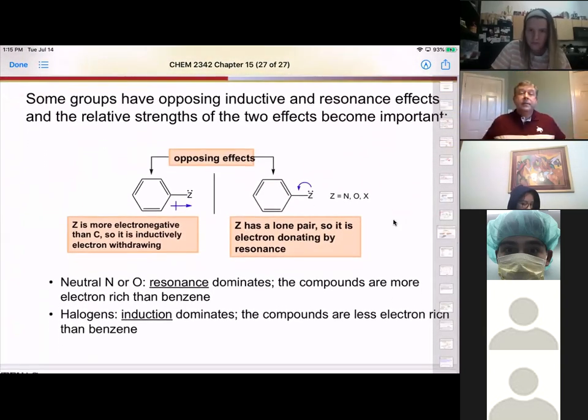Okay. Sometimes you can have opposing inductive and resonance effects. For example, you can have an atom that is very electronegative, but it has lone pairs to donate back. So that means that inductively, it's electron withdrawing, but because of that lone pair, it's electron donating by resonance. Okay. So let's look at electronegative atoms in particular. Let's look at neutral nitrogen or oxygen.